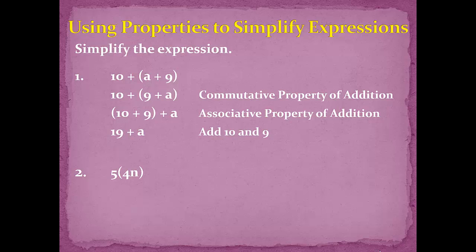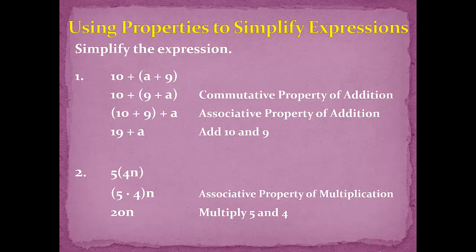And now for number 2, we have 5 times the quantity 4n. We can use the associative property of multiplication to show which we're going to multiply first. We were multiplying 4n, and instead we're going to multiply 5 times 4. So now we have 5 times 4 multiplied first, and then times n. So we have the quantity 5 times 4 times n. Next, we'll multiply 5 times 4, which is 20, so our answer is 20n. Since we don't know what n equals, we cannot simplify this anymore.